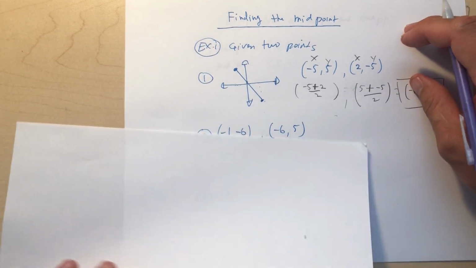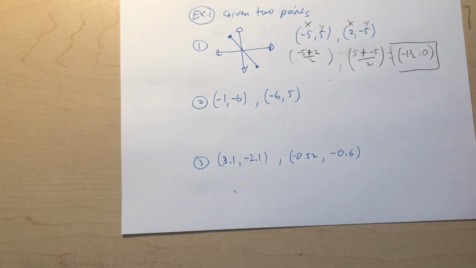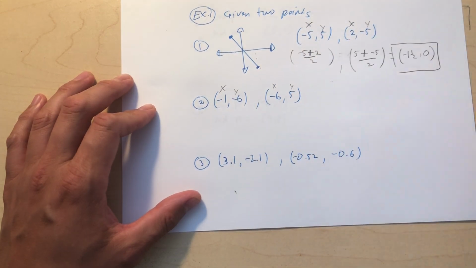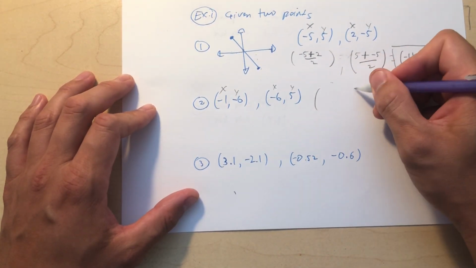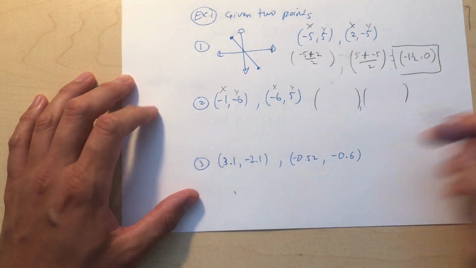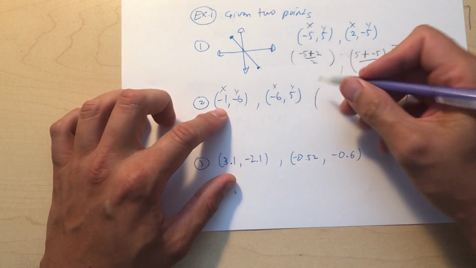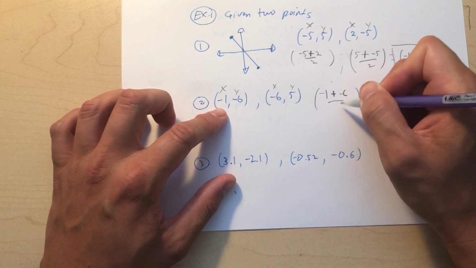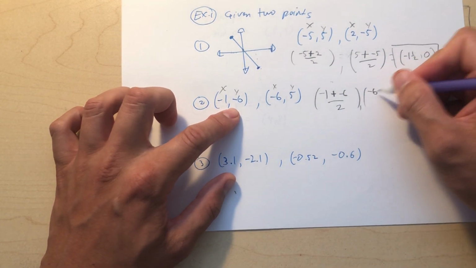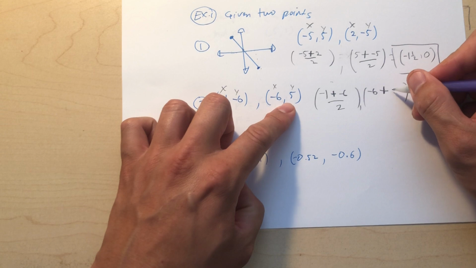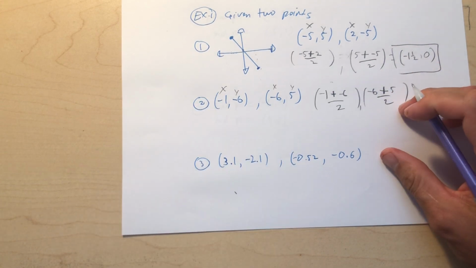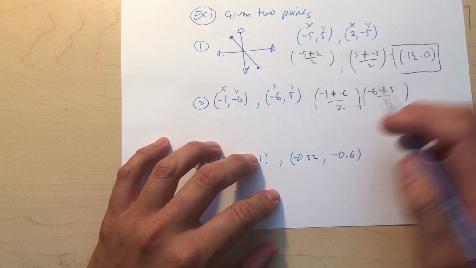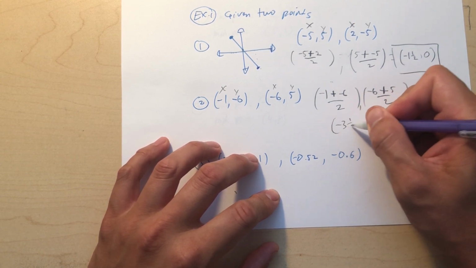All right, let's go ahead and do number 2. Okay, so same thing. That's my x. Those are my y's. Okay, so let's find a midpoint. All right, so I'm going to add these two again. So -1 plus -6 divided by 2. -6 plus 5 divided by 2. And my final answer is going to be, let's take a look. This is -7 divided by 2. That gives me -3.5.